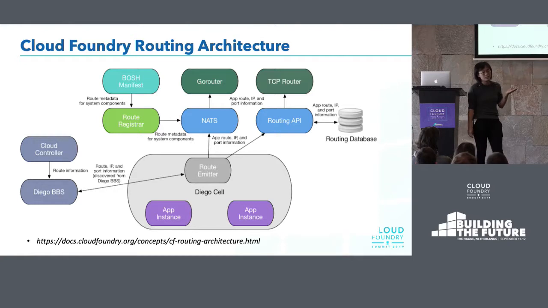To achieve that, we revisited the routing architecture of Cloud Foundry. We noticed that in each Diego cell there is a route emitter that emits the route information to NATS and then to the routing API, which serves the GoRouter and TCP router. Although in this architecture the routing API serves the TCP router, it in fact has some experimental APIs that allow us to associate the HTTP routes.